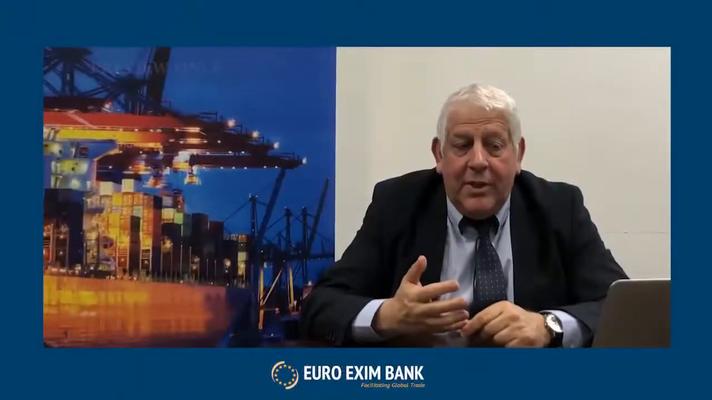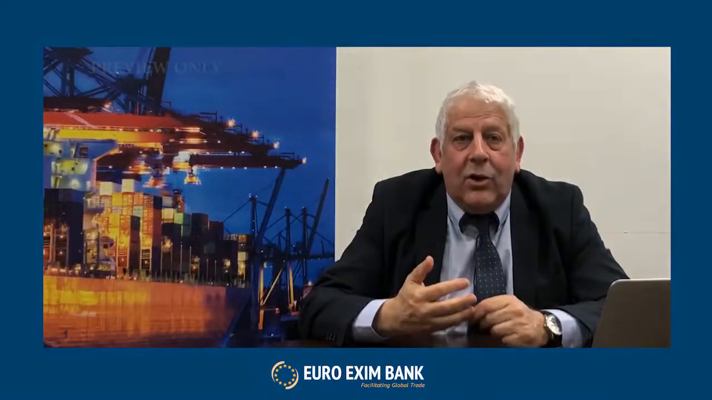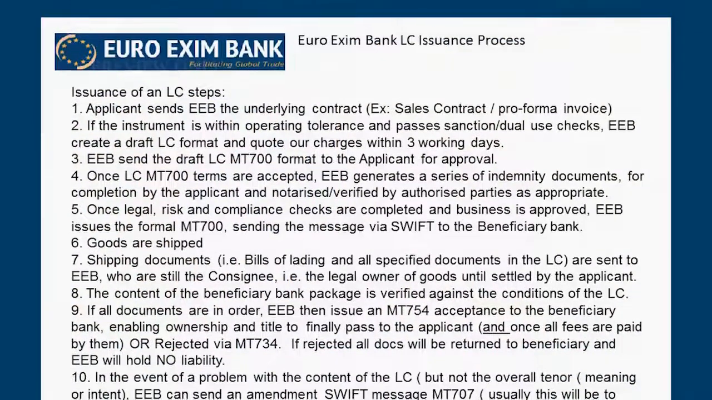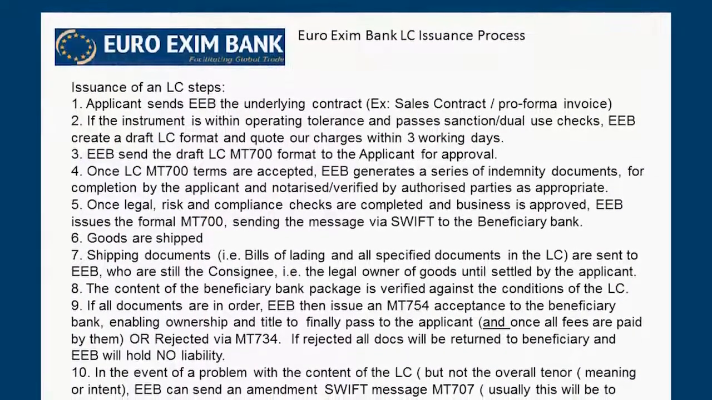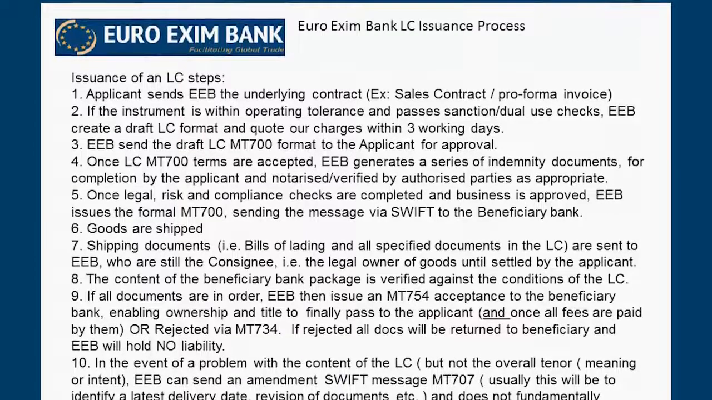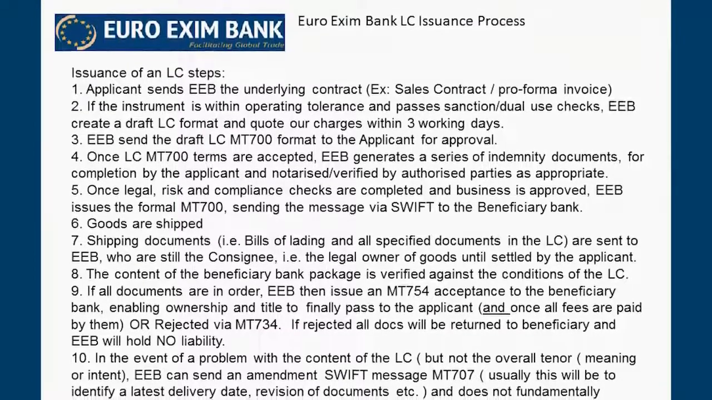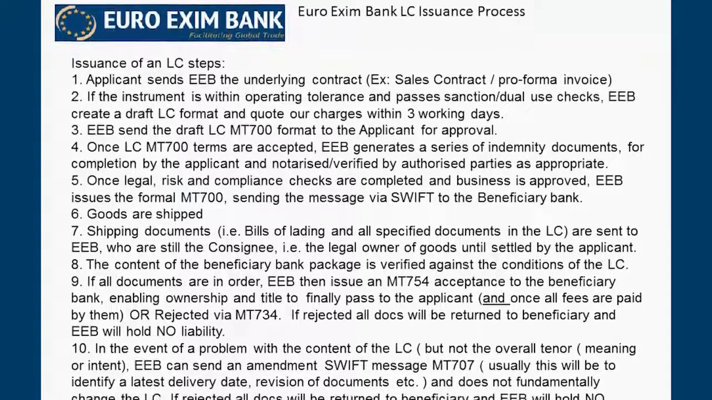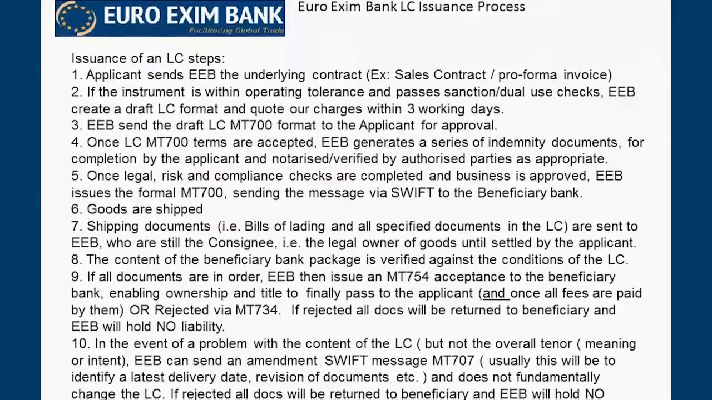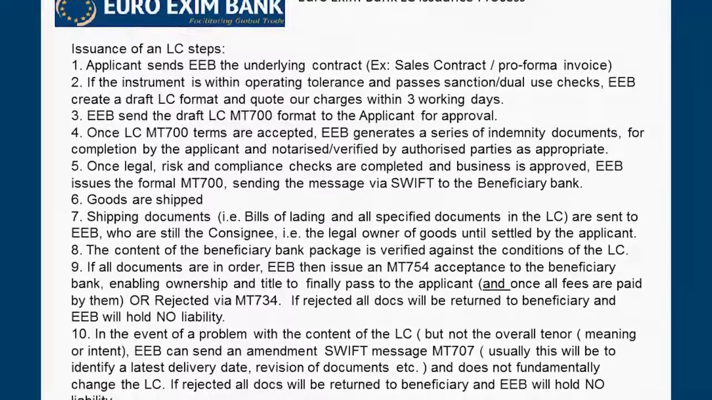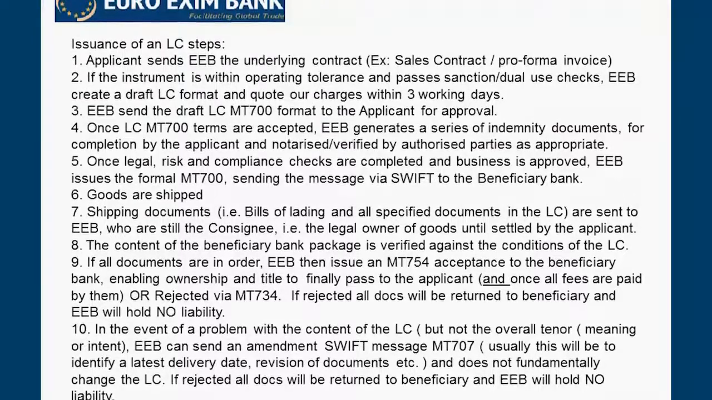Goods are then shipped, and then we receive all the bill of lading and documents regarding the shipping from the beneficiary bank. Once that's done, we verify those records against the original letter of credit. Again, if all is correct, we send the MT 754 acceptance. If it's not correct and we refuse based on too many discrepancies, we send an MT 734 advice of refusal.